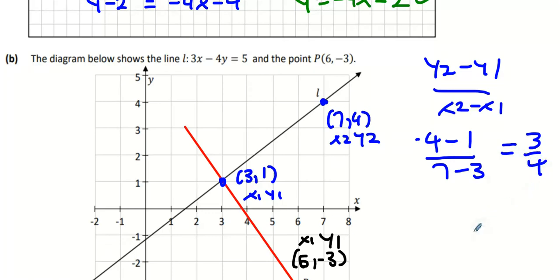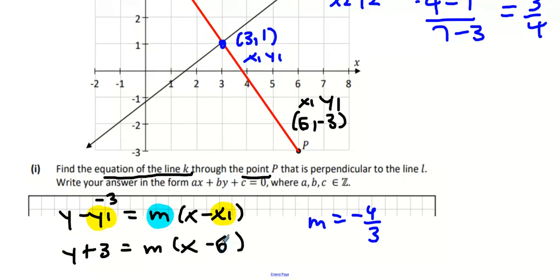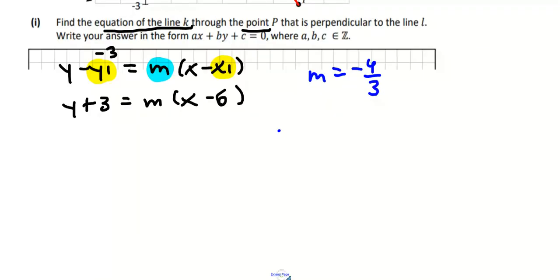And as we said, turn it upside down, change the sign to get the slope of the red line. Slope of the red line being minus 4 over 3. Now we're going to finish off part 2 here. We're going to get y plus 3 equals minus 4 over 3 into x minus 6.